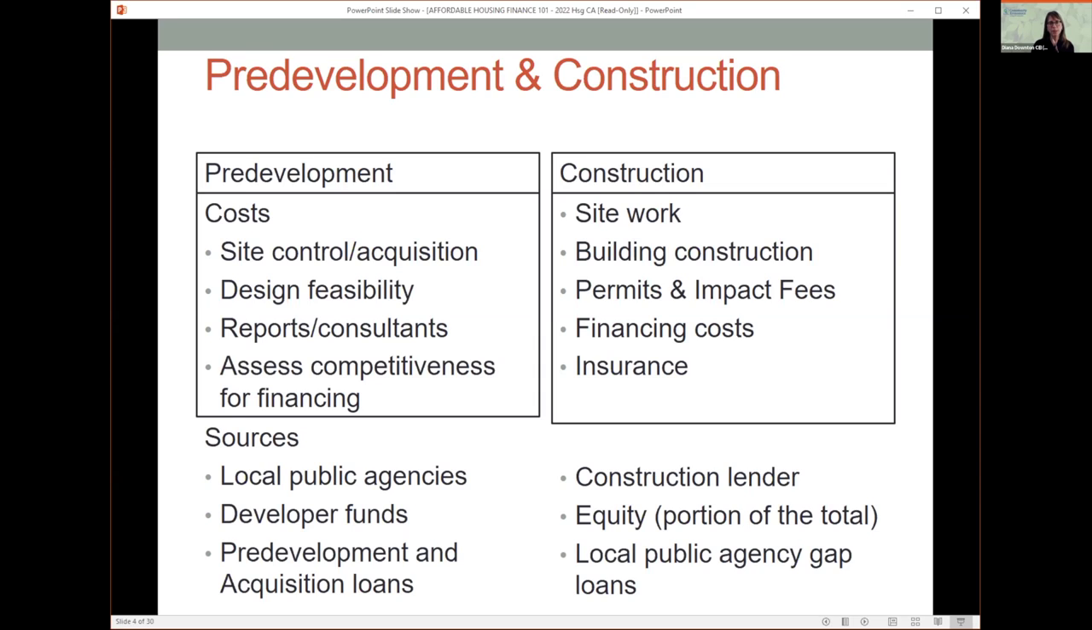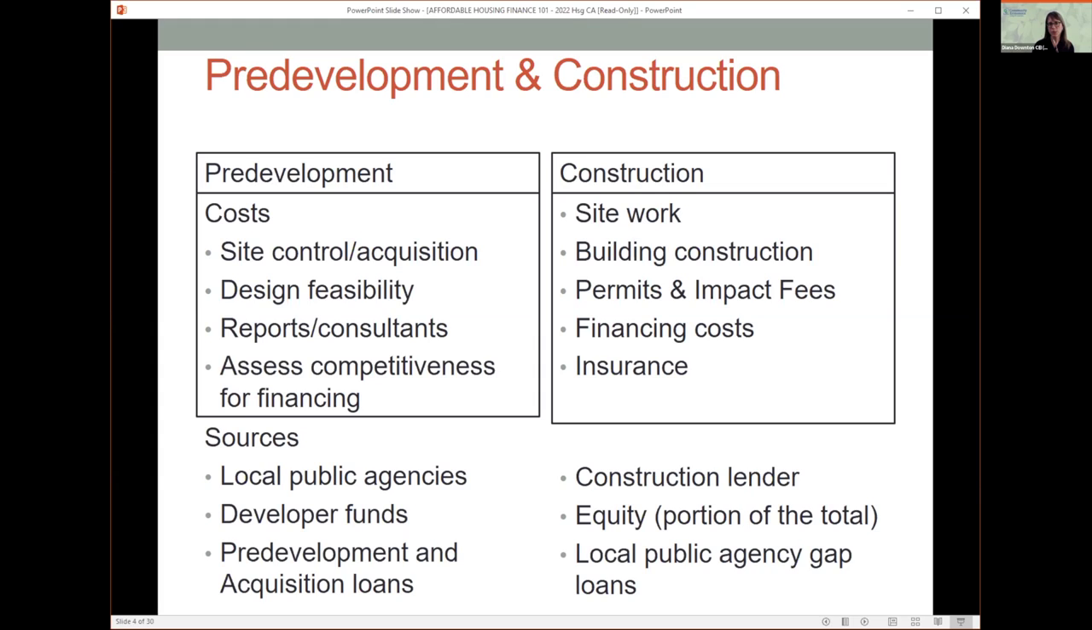Then, so pre-development budget, then after you've got all your financing put together, your design, you're all ready to go, you have your construction period financing. That's when the majority of your costs are incurred, primarily for construction of your building, which is the largest cost that you'll have. So who provides the construction financing? Typically, the bulk of it is a construction lender who will provide a short-term construction loan.